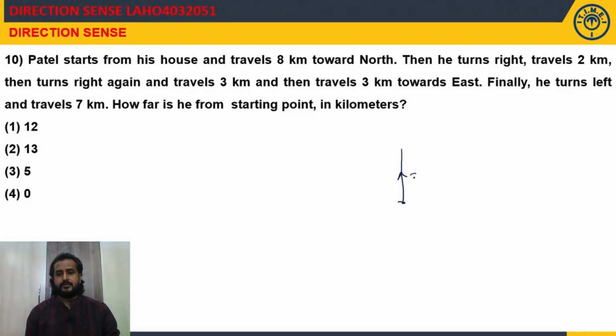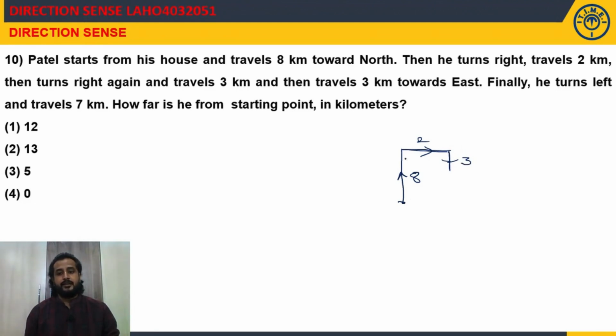8 kilometers towards north. Then turns right. While moving north, right hand side is east. East. Travels 2 kilometers. Then turns right and travels 3 kilometers. Turns right. While moving east, right is south. How many kilometers? 3 kilometers.